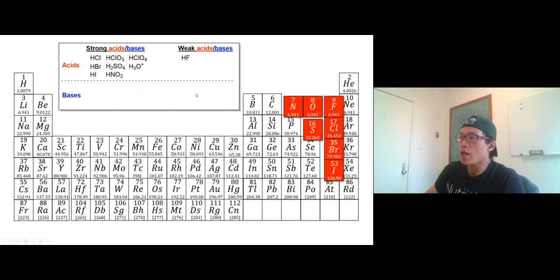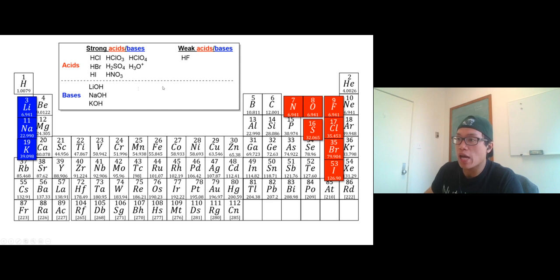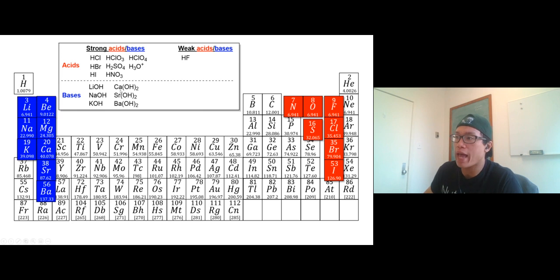All right. What we get a base, so group 1, remember that hydroxide of group 1, those are strong bases: lithium hydroxide, sodium hydroxide, and potassium hydroxide. Group 2 as well, but not all group 2 though, only calcium, strontium, barium hydroxide are strong bases. Beryllium and magnesium hydroxide could be a strong base, but we don't really call them a strong base because they are not soluble in water. But if you pour an acid into it, they actually react.